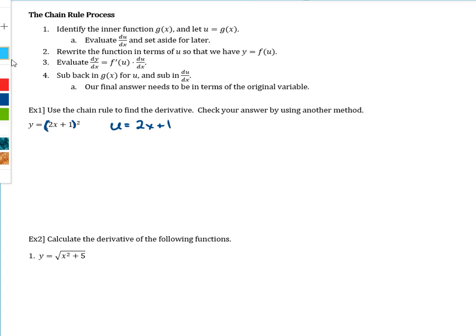And then once we decide on what u is, we'll instantly go ahead and get its derivative with respect to whatever letter is on the right. So we'll do du dx. The derivative of 2x plus 1 would be just 2. Okay, and so what we're going to do is rewrite this expression, the y equals, so that in the blue is still u, and it's still squared. And so now it's just a real basic function where we could just use the power rule.